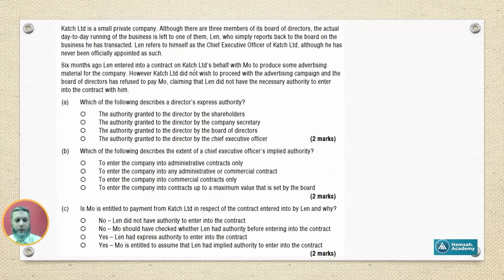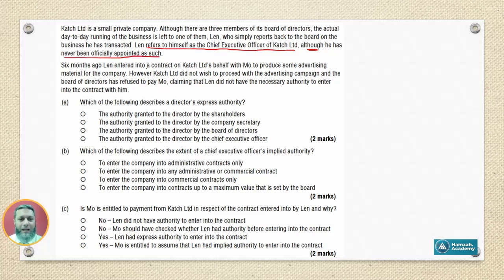Okay. In this question, let's see. Catch Limited is a small private company. Although there are three members of its board of directors, the actual day to day running of business is left to one of them, Len, who simply reports back to the board of directors on the businesses he has transacted. Len refers to himself as chief executive officer of Catch Limited, although he has never been officially appointed as such.